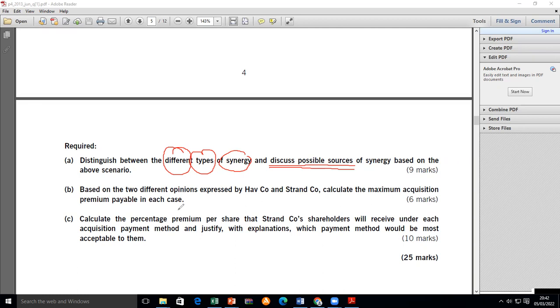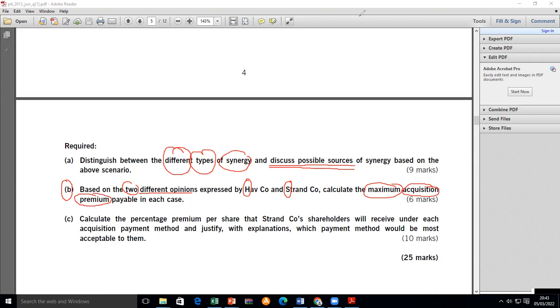Like we said last time, when we bring a question, we normally target something. So what is our target in this question? We are targeting this part of the question, based on the two different opinions expressed by H and S. Calculate the maximum acquisition premium.